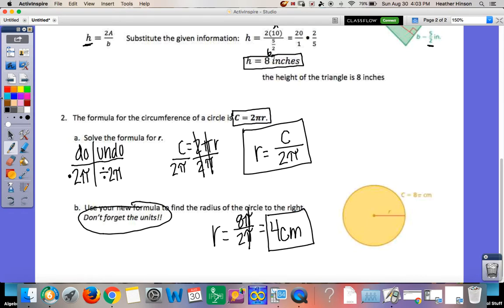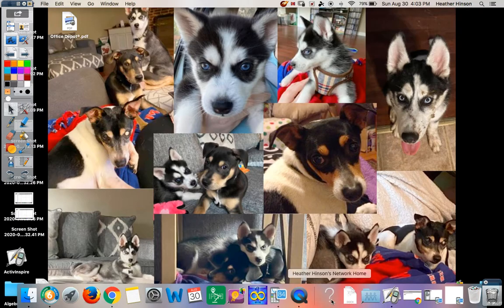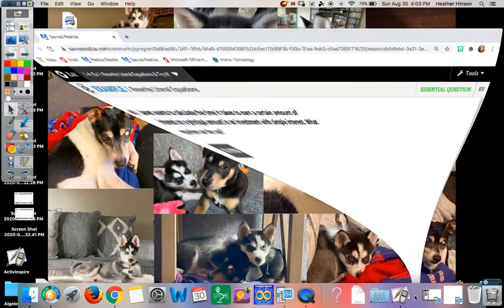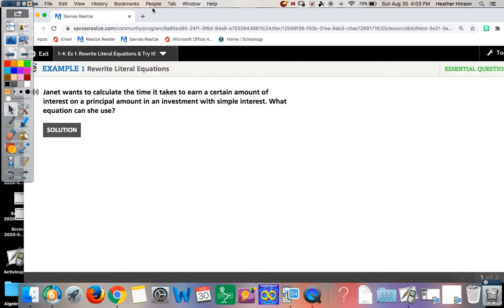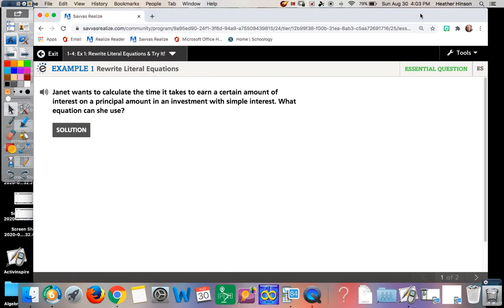Okay, perfect. So if we go to the lesson in your book for 1-4, we're going to go to example 1. So it says that Janet wants to calculate the time it takes to earn a certain amount of interest on a principal amount in an investment with simple interest. What equation can she use?